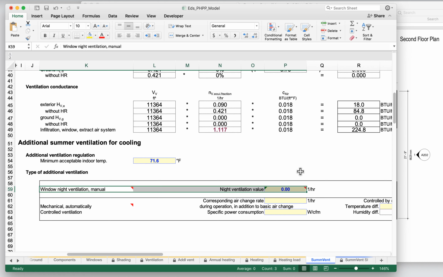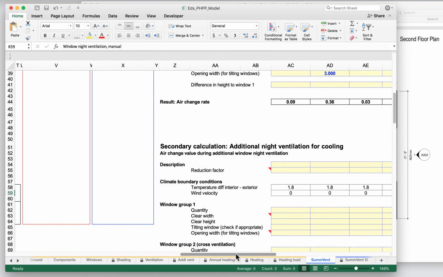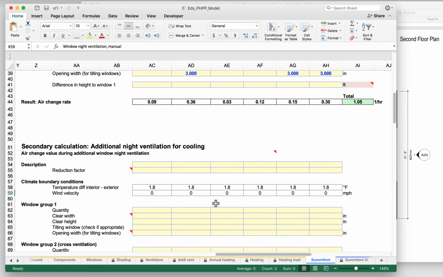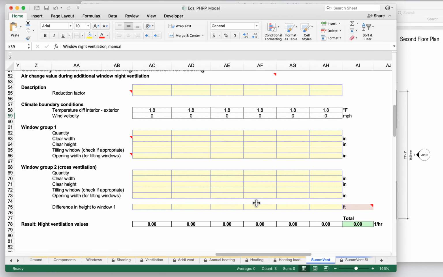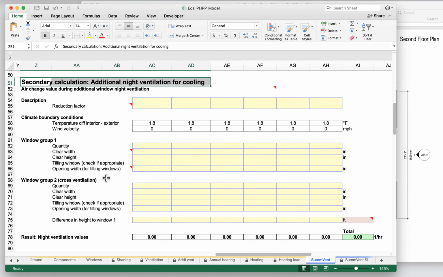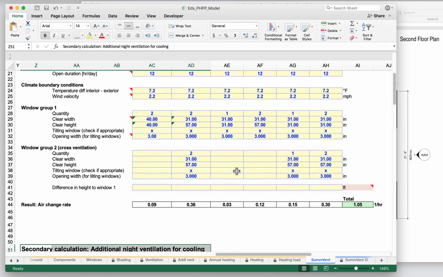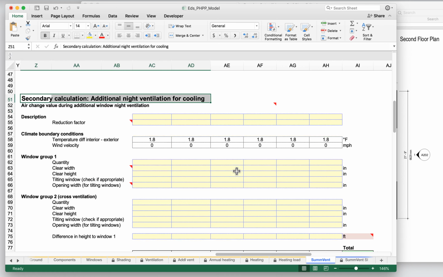So what's the right number to put in here? Well, the PHPP has included a handy little calculator over on the right-hand side for just that purpose. So we have another calculator. This looks very similar, but notice here it's labeled as nighttime cooling as opposed to our daytime cooling one up here. So, what do we want to input here?